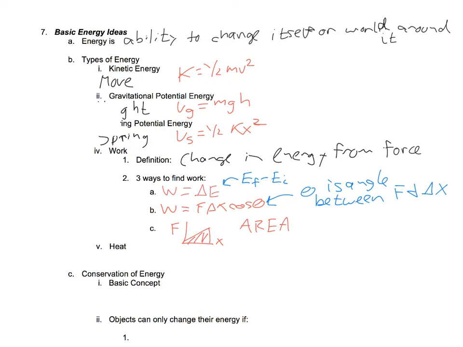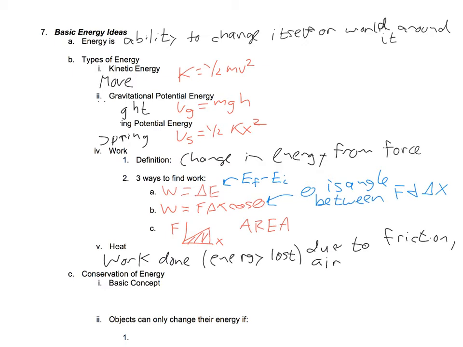Lastly, we talked briefly about heat, at least a simplified version of heat, and we said for now that heat is the work done or the energy lost due to friction, air resistance, etc. So when friction or air resistance or other forces like that cause an object to lose energy, that energy becomes heat. We can talk a lot more about that later, but right now that's what we're going to use for our definition of heat.